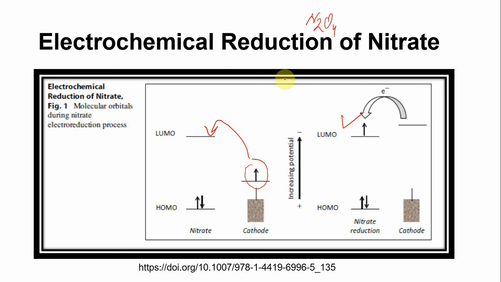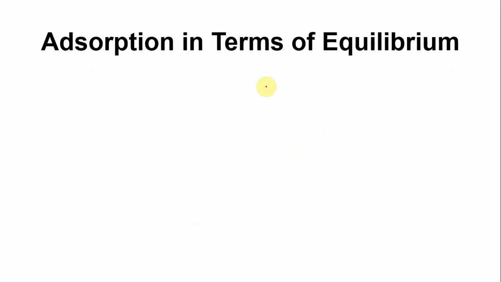So anyway, again, for removal, it is about the removal of nitrate ion. So you can see that these processes have some practical applications and can be really very useful, in which adsorption and other electrochemical processes are involved. So now we will look at adsorption in terms of equilibrium.